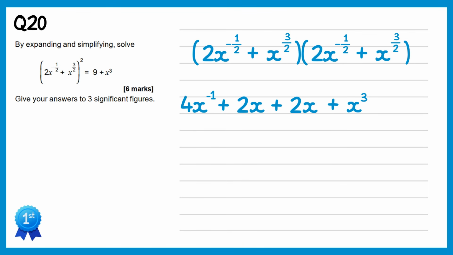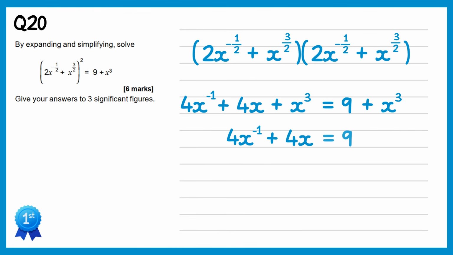Now, we can simplify this a little bit. We've got plus 2x, which makes plus 4x. And this is the left-hand side, nice and simplified. And we're told in the question the right-hand side is 9 plus x cubed. Now we have an x cubed on both sides, so we can subtract that. So we get 4x to the power negative 1 plus 4x equals 9.